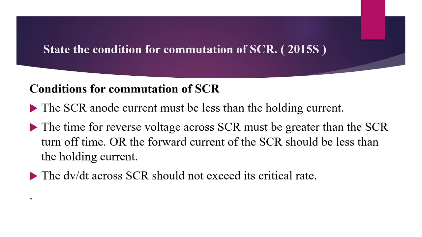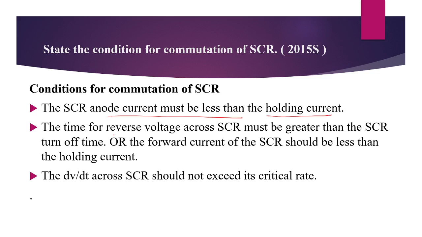State the conditions of commutation of SCR. Commutation of SCR is done by two methods, either voltage commutation or current commutation. If the anode current falls below the holding current, it is known as current commutation. So the anode current must be less than the holding current in current commutation.